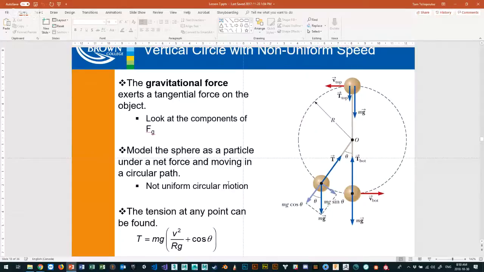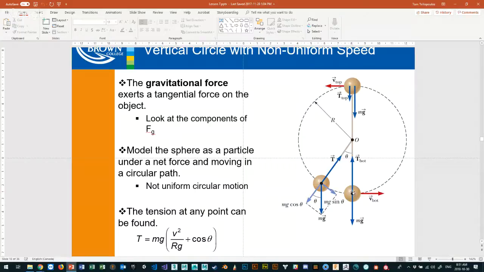All right, so here's a vertical circle with non-uniform speed. Here we have the gravitational force pulling down. So think about this: why does it look the way it looks? We've got tension at the top, and we have tension at the bottom. Notice the tension at the top seems to be less, right? The magnitude of the vector of the tension at the top of the string seems to be less than the tension on the bottom. And that's counterintuitive.